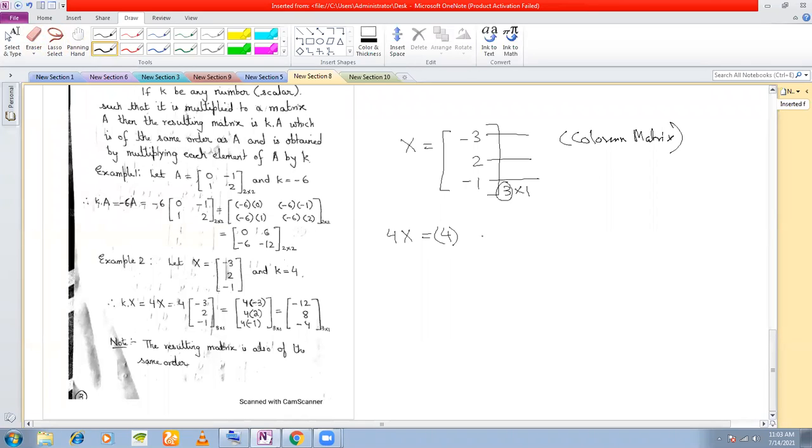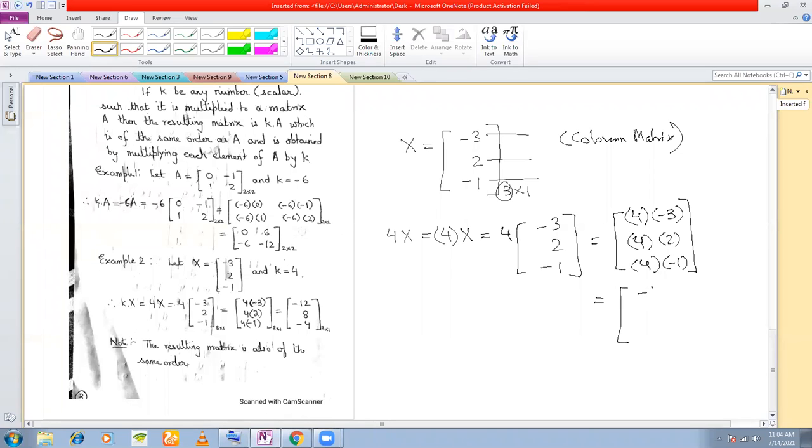Fine. 4X. So 4 into X will be 4 into this matrix, 4 into minus 3, 2, minus 1. You multiply each element with 4. So 4 into minus 3, 4 into 2, and 4 into minus 1. Sir, can we go directly to that? Yes. This is just to show you. Next time I'll be doing it directly only. Minus 12, 8, minus 4. You can do it directly, but this is just the beginning, so I'm doing this in detail.